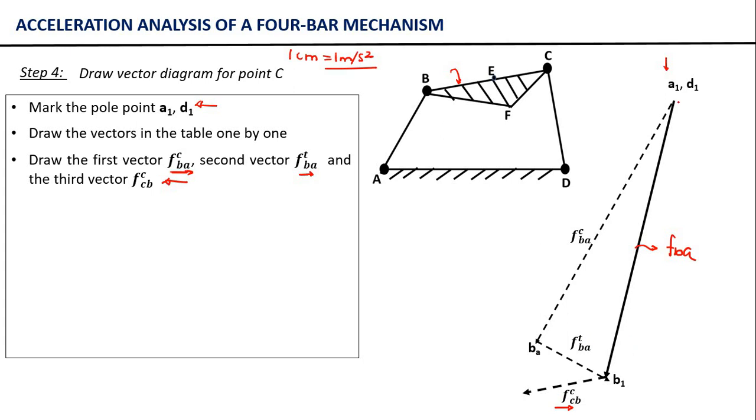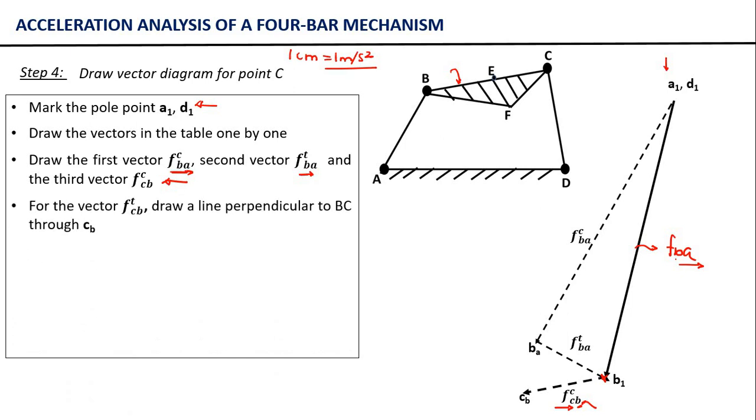Here we know that A1B1 is representing the acceleration of B relative to A. So FCB, that is acceleration of C relative to B, obviously the tail point of this vector is this point B, so it is going to start from this particular point. So FCBC is from C towards B, starting from this point B1. Now let's go to the next vector, that is FCBT.